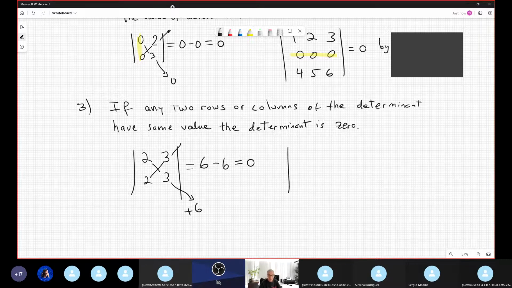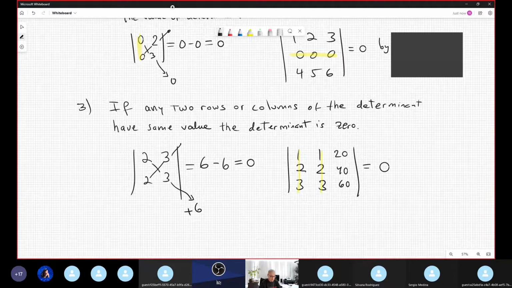However, another more complicated example. You have 1, 2, 3, 1, 2, 3, and totally arbitrary numbers 20, 40, 60. You detect that one property says when one column or one row is the same, you don't need to do anything, the answer is 0. And not only equal, maybe they are also proportional, and the answer is 0.